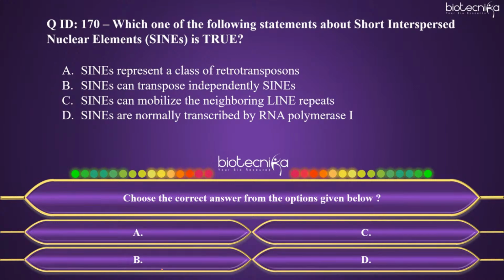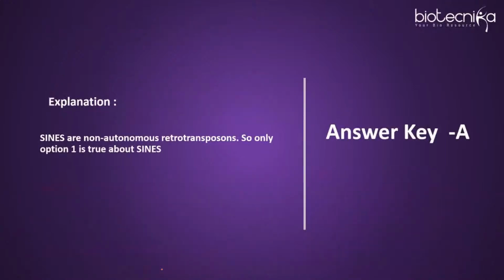Don't be biased. He says option A, right? Bhavya also says option A. So this is the easy one. Option A is the correct one here: SINEs represent a class of retrotransposons. So the answer for this is option A.